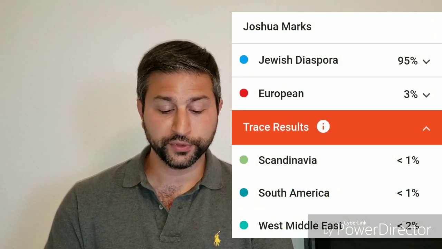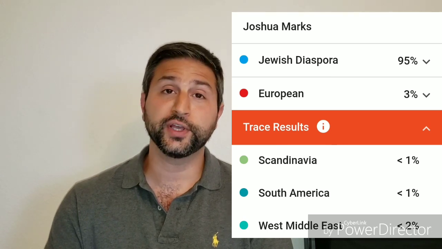Now, trace results, if it's around 1 or 2%, it's likely background noise. It could possibly be a very, very distant ancestor, but unless your genealogy shows that and you have verification of that in your family records, it's remotely possible, but it's more likely just background noise when it gets down to 2%, 1%, under 1%. So we have under 1% Scandinavia, under 1% South America, and under 2% West Middle East.